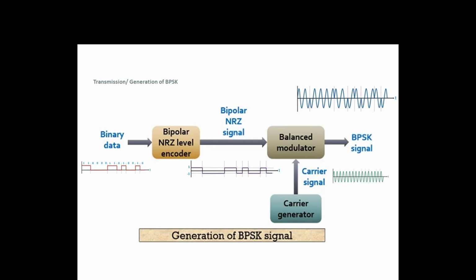Then next slide, bipolar, that is generation of BPSK signal or transmission of BPSK signal. We have the binary data. We'll have a binary data, bipolar non-return to zero level encoder.